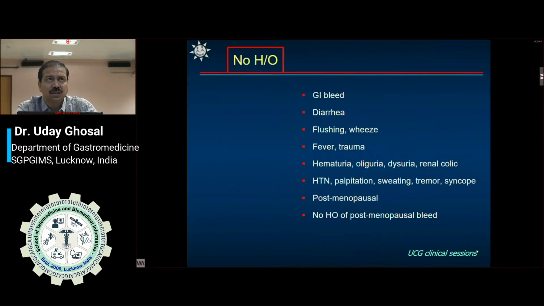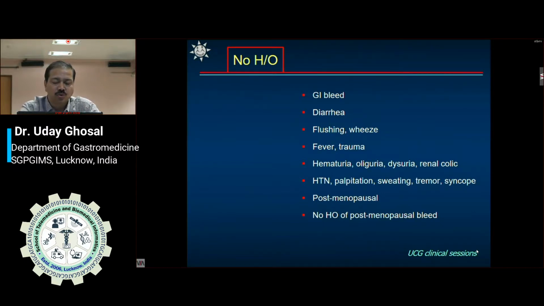When you present the history, now give all the negative points in the history. And when you say negative point, just don't say no history of GI bleed, no history of diarrhea, no history of flushing and wheeze, not like that. You just say no history of GI bleed, diarrhea, flushing or wheeze, fever, trauma, hematuria, oliguria, dysuria, renal colic, hypertension, palpitation, sweating, tremor, syncope. She was postmenopausal and there was no history of postmenopausal bleed. Why are you doing that? All this negative history helps us to exclude something.